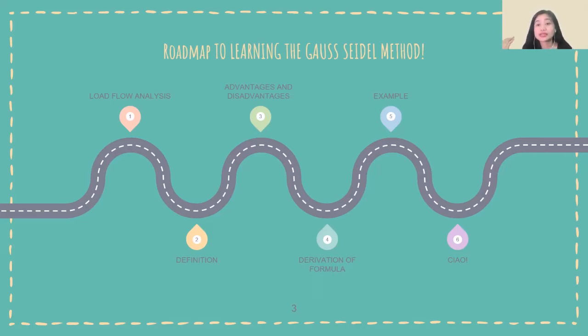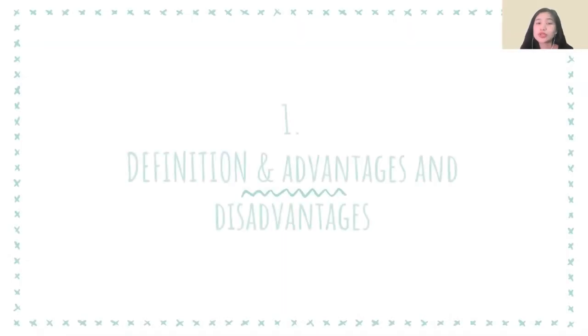And lastly, of course, that is the end of our journey. Hopefully, in the end, we are going to know more about the Gauss Seidel method, and this is going to be our foundation so that in the next episode, when we talk about the load flow analysis itself, we are able to apply these conditions to different problems, whether we are going to use the Gauss Seidel or the Newton-Raphson. Of course, we are going to start off with our definition, advantages and disadvantages.